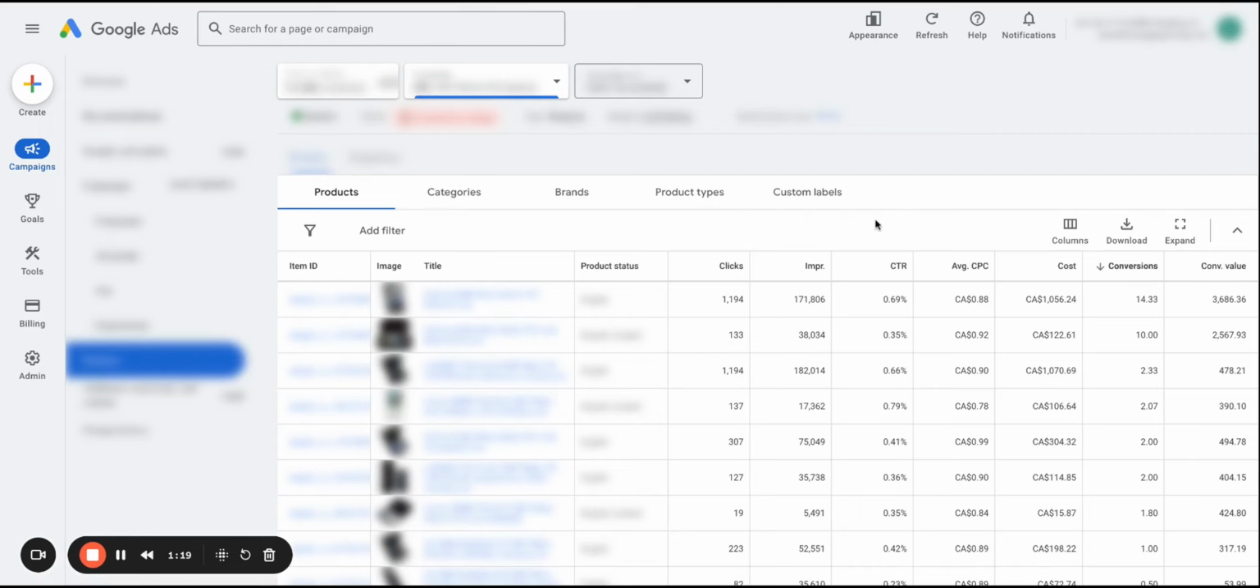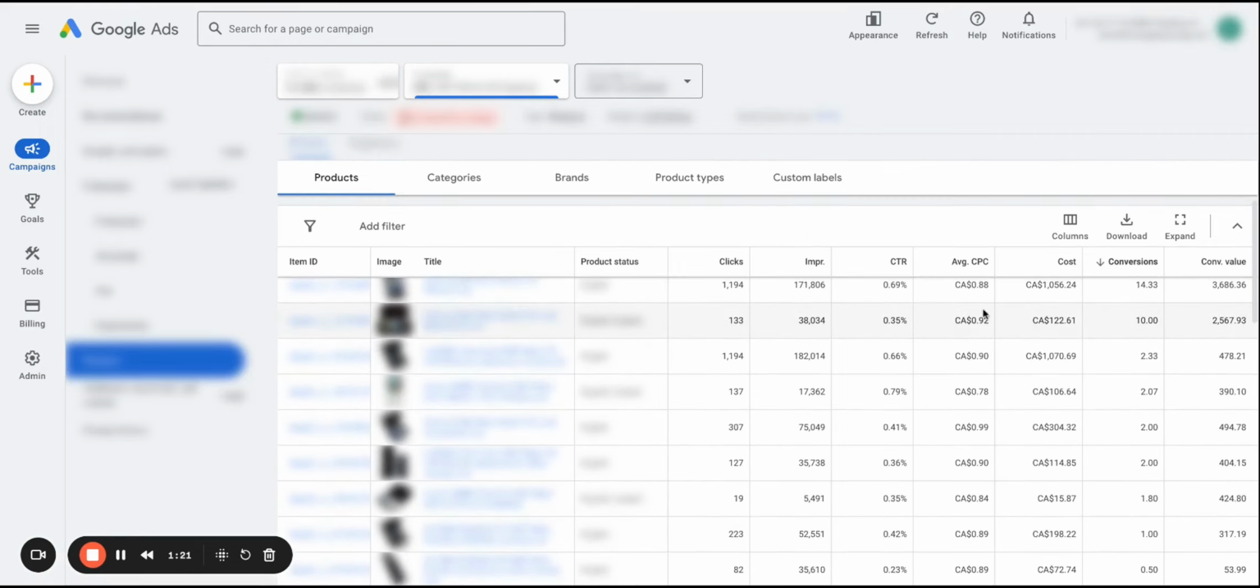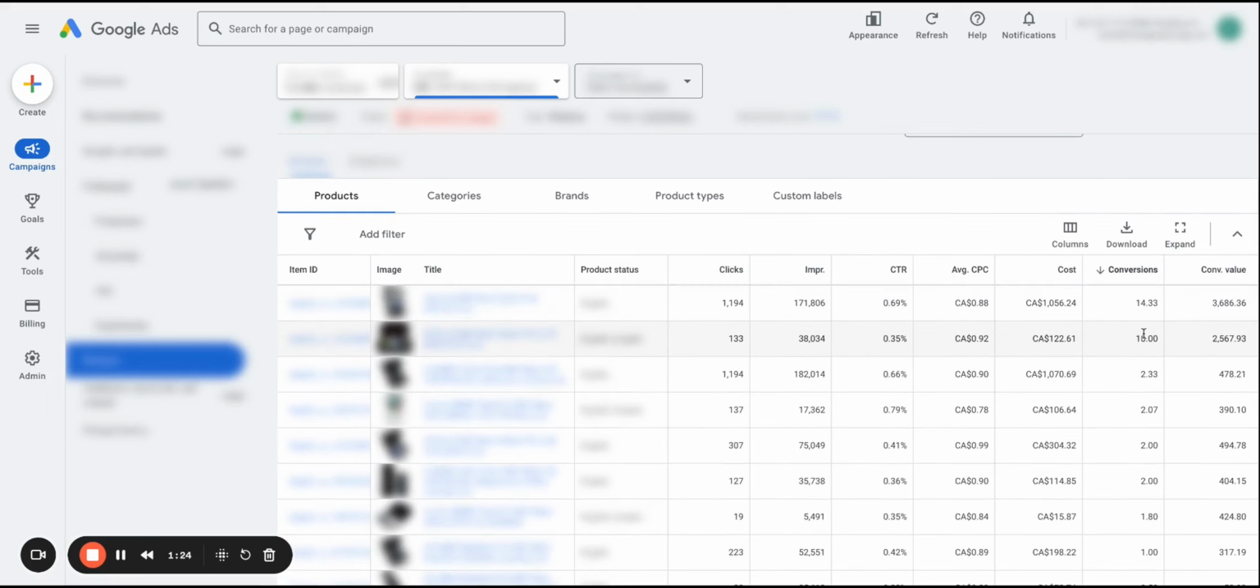Okay, so right off the bat here, we can see that we just have an 80-20 rule, pretty much, which would be that 20% of the products are actually generating 80% of the revenue. And you can see that here, right? Because there's just two products with 14 and 10 conversions that are generating the most revenue.